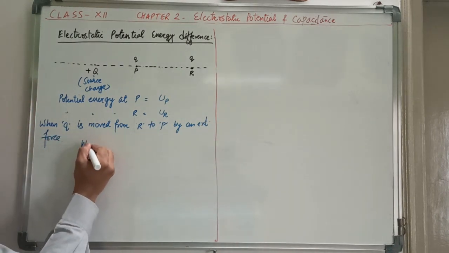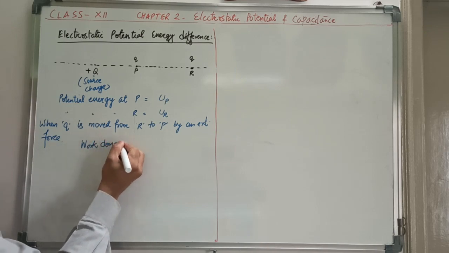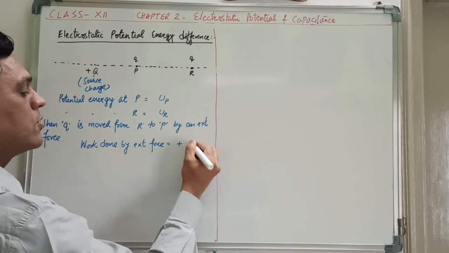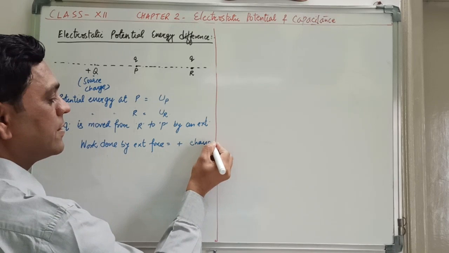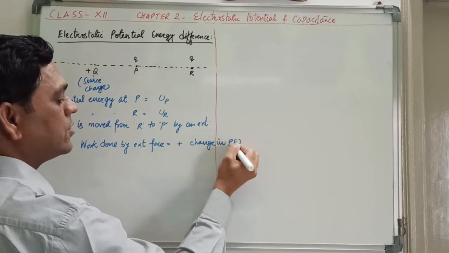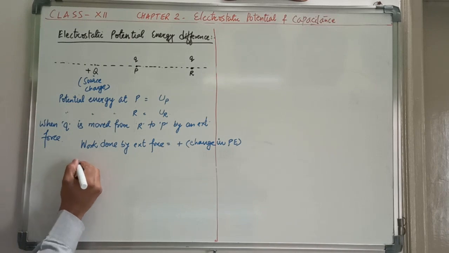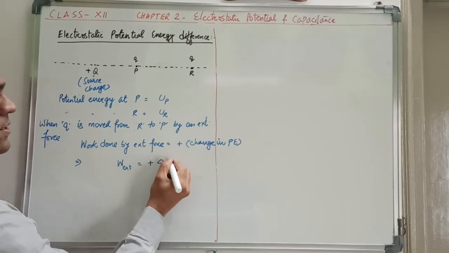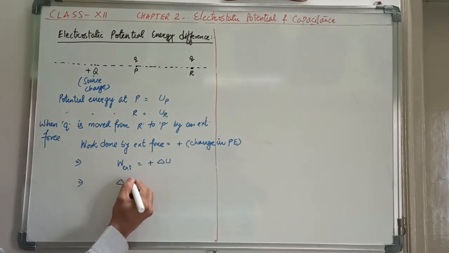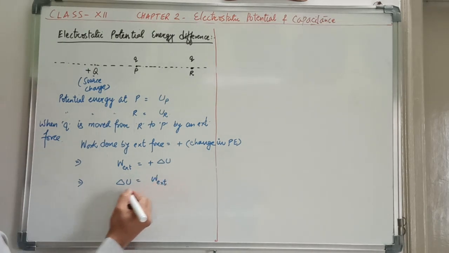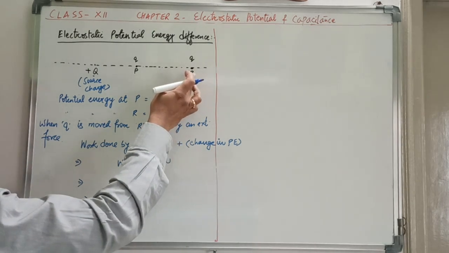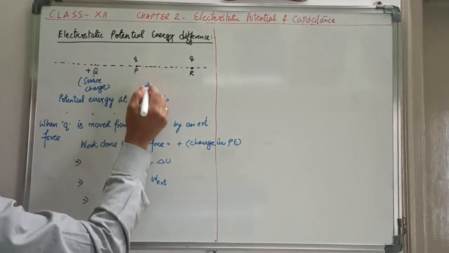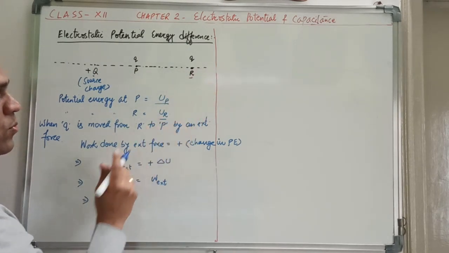then the work done by the external force is equal to plus the change in potential energy of the system. This is how we write it. So this can be written as work done by external force is equal to plus of change in U, delta U. Or we can write delta U is equal to work done by external force, and when the charged particle is moved from R to P, at point P we are taking the energy to be UP, at R we are taking it to be UR only.